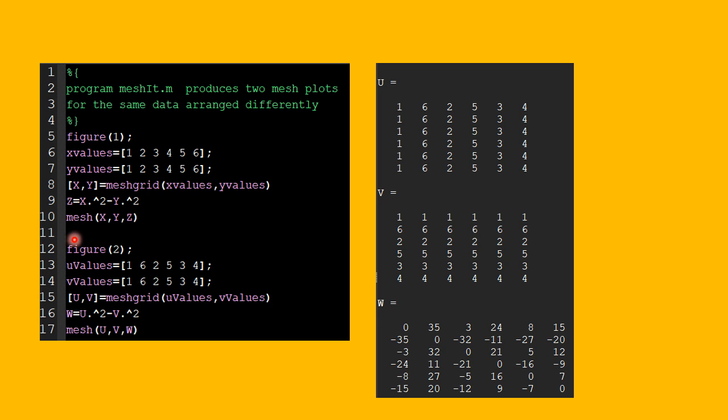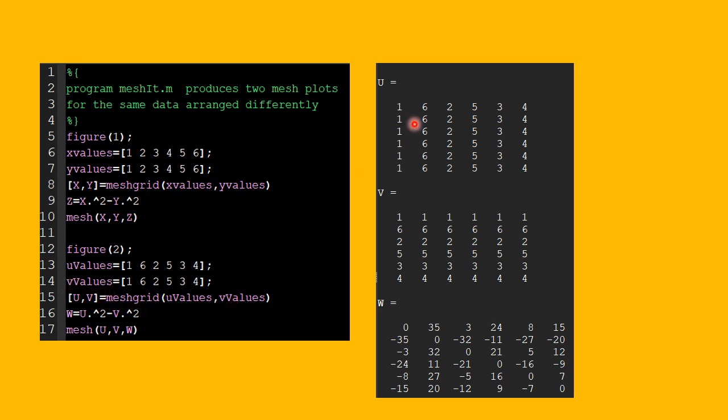So now let's look at the code that produces our second figure. We'll let uValues be the one-dimensional array containing 1, 6, 2, 5, 3, 4. We'll let vValues be the one-dimensional array also containing 1, 6, 2, 5, 3, 4. Then we'll execute this command: capital U, capital V equals meshgrid of the uValues and vValues.